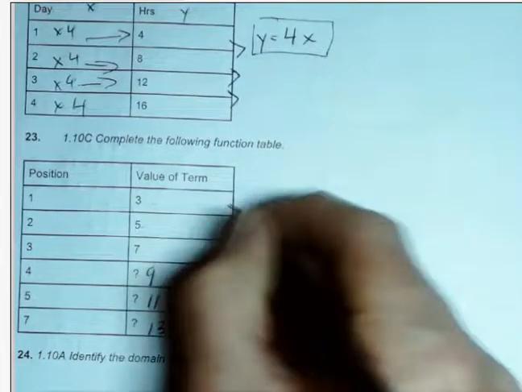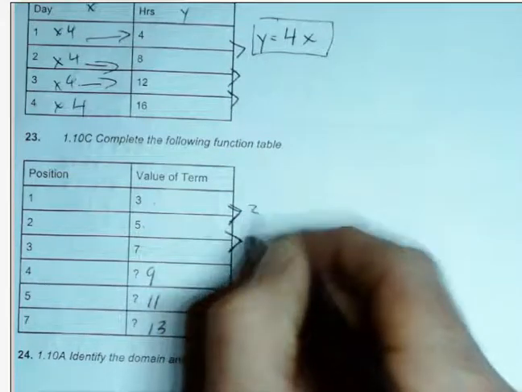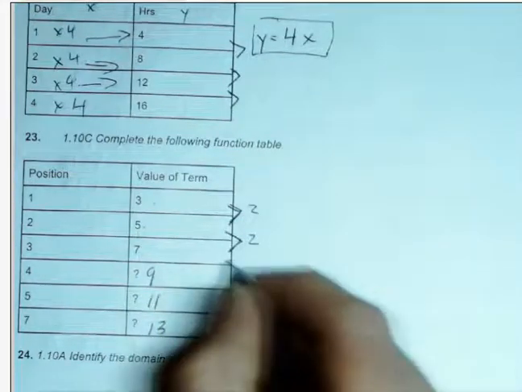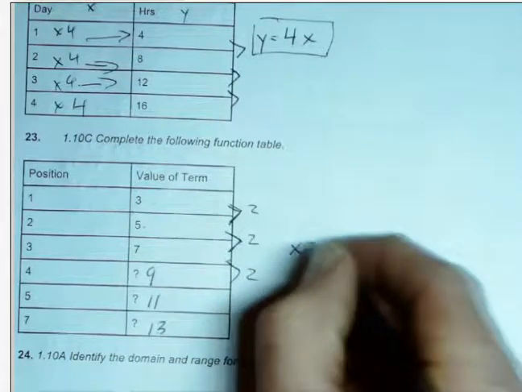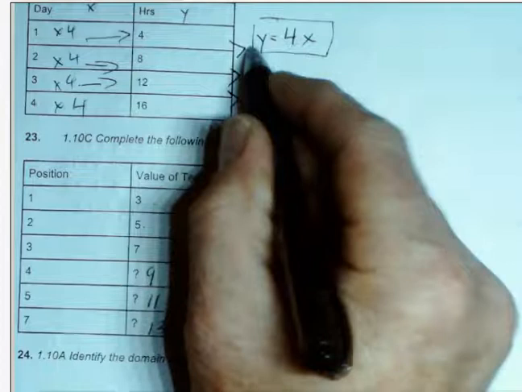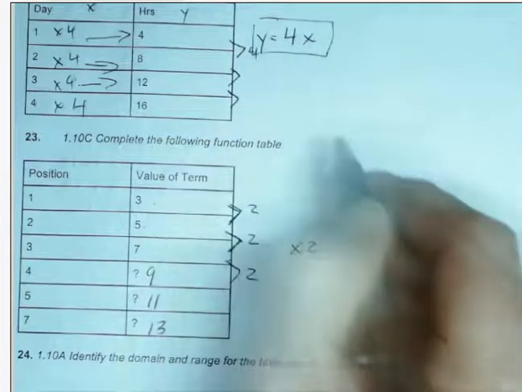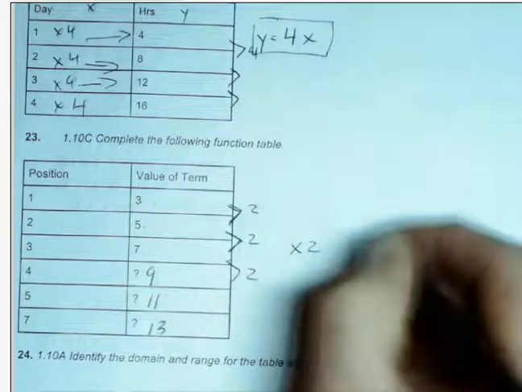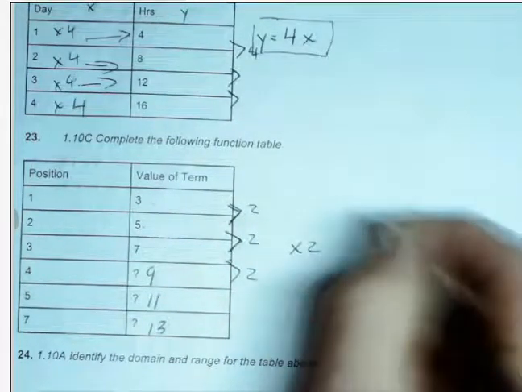Remember Mrs. Wooten's thing. She said when this difference is 2 over here, and it's consistent, it means that it's times 2. Remember up here, the difference was 4, and it was 4 times. So we're thinking that it is times 2 something. So let's just try this.